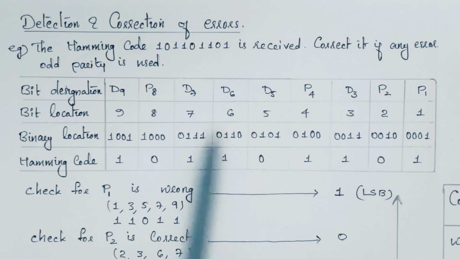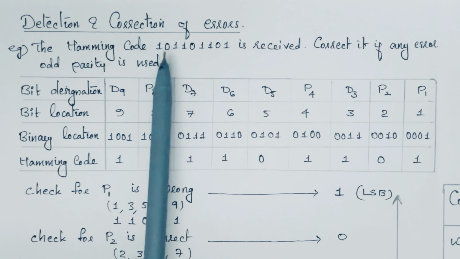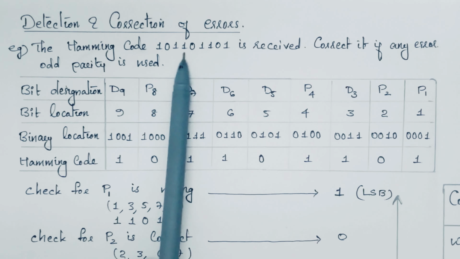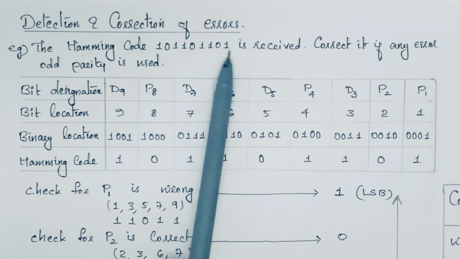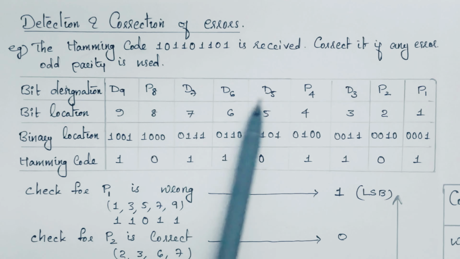So we have to make a table here. In that, first we need to write the bit designation. So in the received Hamming code, how many bits are there? 1, 2, 3, 4, 5, 6, 7, 8, 9. So total 9 bits are there. So we need to write total 9 bits here.